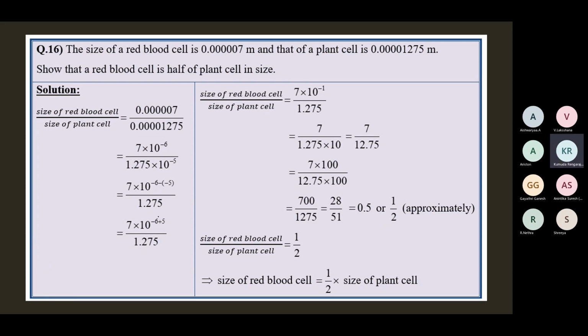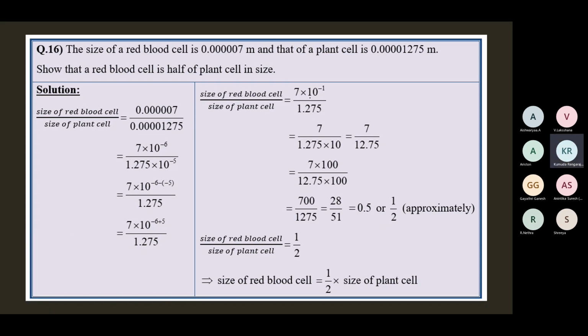So that's the next step. Then again, 7 and this 1.275 come down as they are. And this is minus 6, minus into minus is plus 5. Now minus 6 plus 5 is minus 1. Continuing here, this 7 and 1.275 just keep coming as they are. We're just working with this one. Minus 6 plus 5 is minus 1. 10 to the power minus 1.